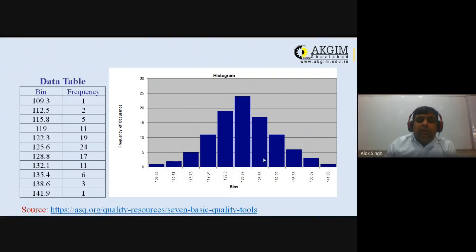Here on the x-axis you have taken the bins, and on the y-axis you have taken the frequency of occurrence, with a scale of 5: 0 to 5, 5 to 10, 10 to 15. You have mentioned each bin by its occurrence using the tool, that is, the histogram or bar graph. This is basically the purpose of using a histogram.